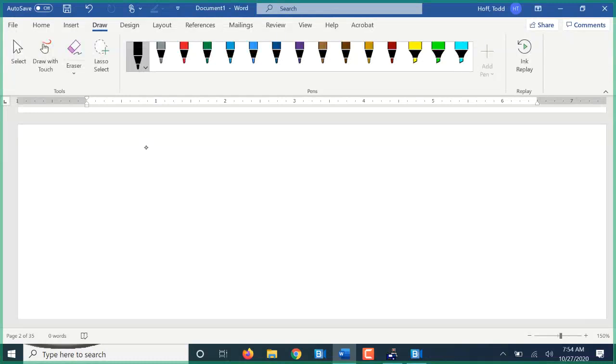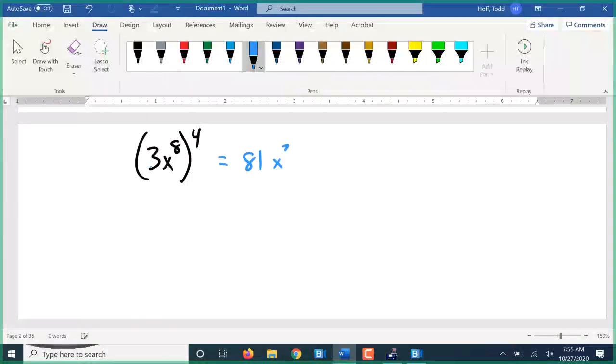In your notes, I'm going to have you try one. Three x to the eighth to the power of, now let's just go to four again. We'll make it easy on you. I'll give you half a minute, then we'll go over that one. So, 3 to the power of 4 is 81. X to the 8th to the power of 4 is x to the power of 32.